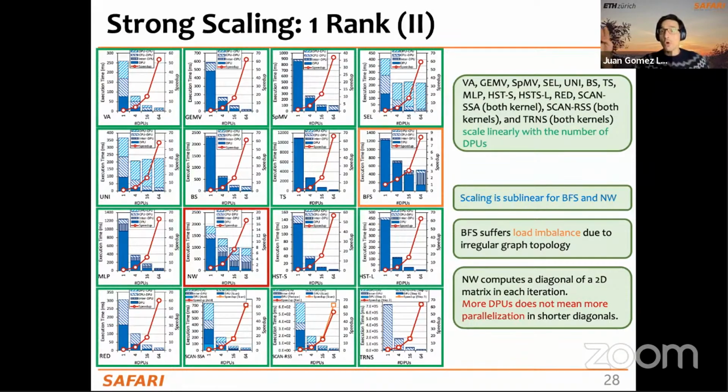Only in the longer diagonals, those in the center of the matrix, will we probably use all DPUs, and in those cases we will achieve linear speedup. But for the overall execution, across all iterations on the multiple diagonals, because we are not using all DPUs in the shorter diagonals, this is why we see this sublinear scaling.